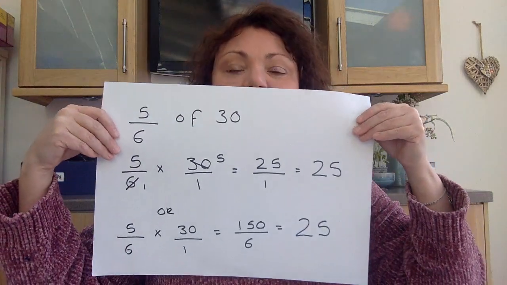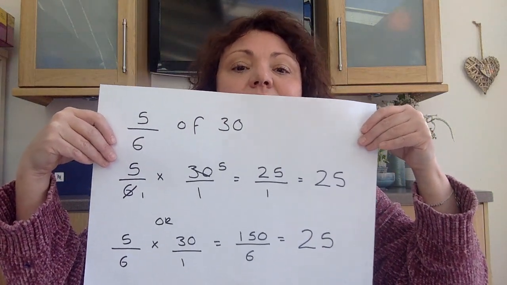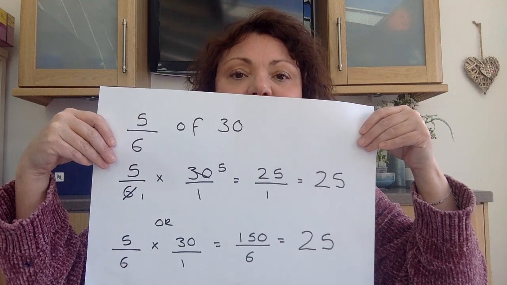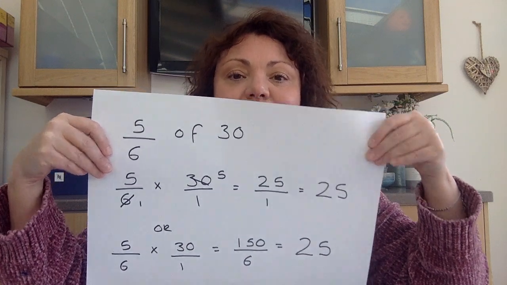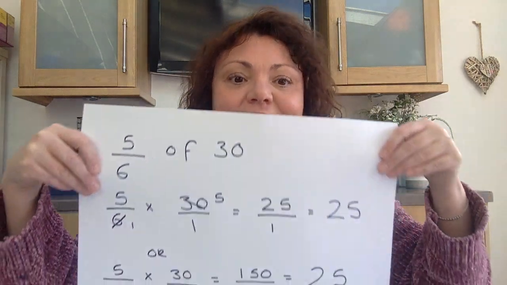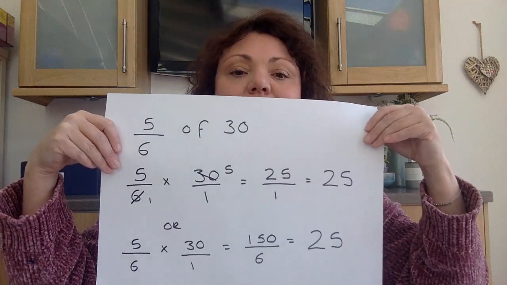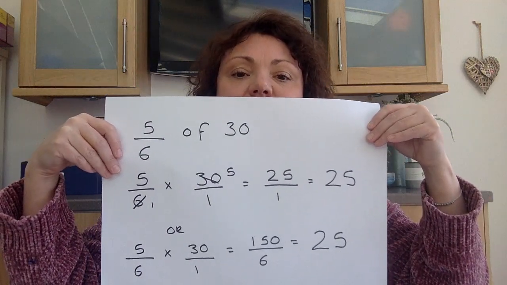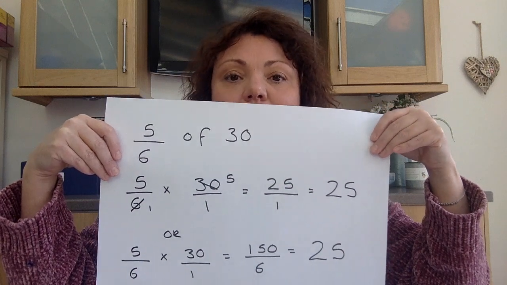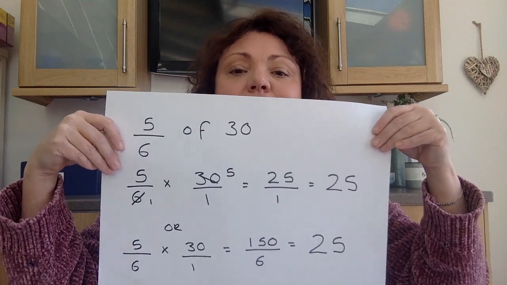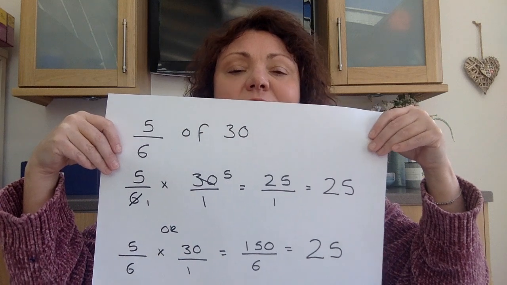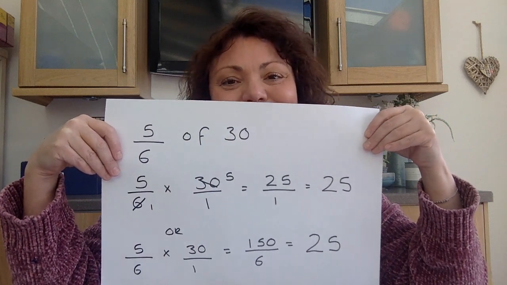So here we go. We're going to do the multiplication first. We're going to say 5 times 30, 150. Bigger numbers here, Year 6. And then we're going to say 1 times 6 is 6. That's 150 over 6. We want to make it a whole number, so we're going to simplify. We're going to say 150 divided by 6 is 25.